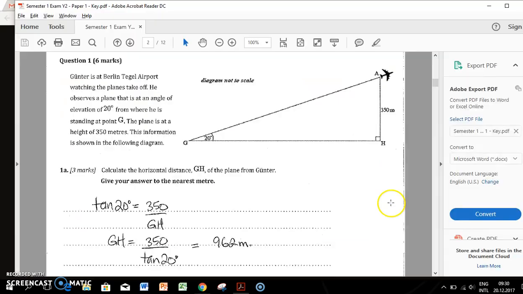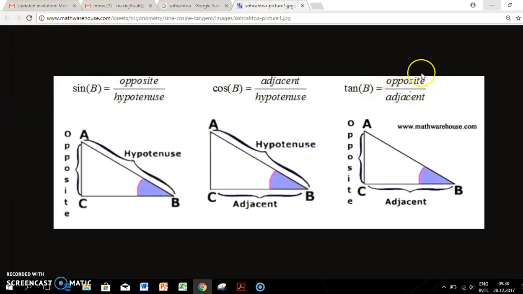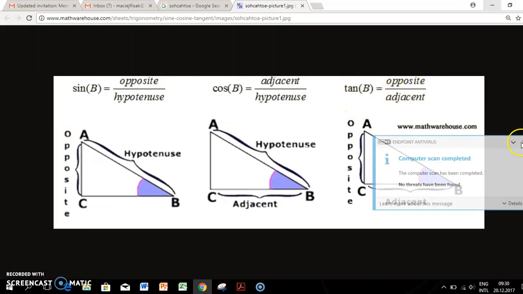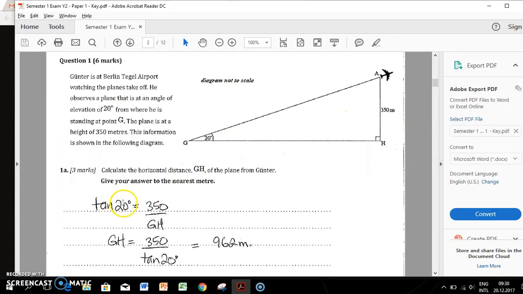All right, let's see how we can apply that. We have this triangle. We have this angle. Across from that angle, we have 350. So that's the opposite side. The side that we need is GH, which is this distance here along the ground. So we need the side beside the angle, which is the adjacent. So we have the opposite, we need the adjacent. So we're going to use tangent. Notice I've set up tangent here. You always write it the same way. Tangent of this angle, 20 degrees, equals opposite side, right here, 350, over adjacent side, which is the one we need, GH.